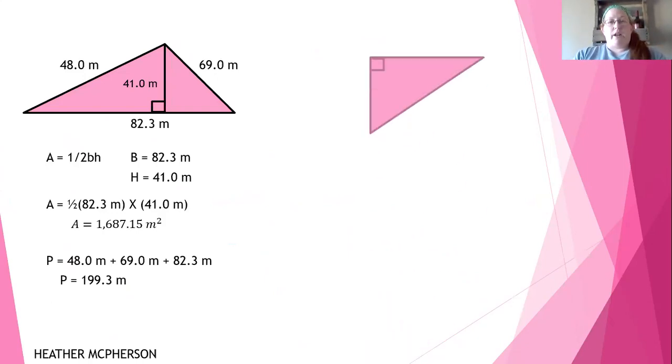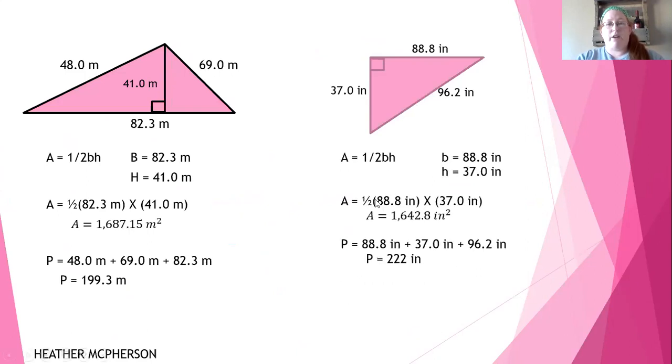Here's just another example. It's another right triangle with the sides 96.2 inches, 88.8 inches, and 37.0 inches. Again, you're looking for the area and the perimeter. You'll use the same equations. So right here you have the base of 88.8 inches and the height of 37.0 inches. So you have an area of 1,642.8 inches squared. Again, remember you have to square it, and a perimeter of 222 inches.